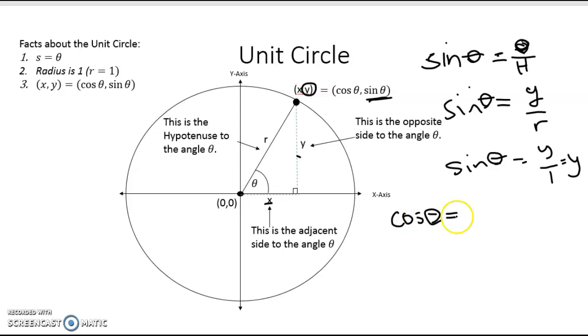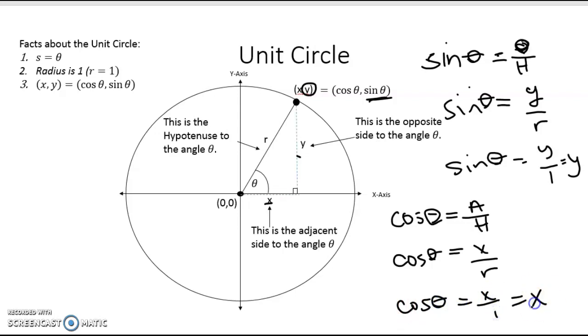If we take cosine of theta, we know that is adjacent over hypotenuse. Our adjacent side is x, our hypotenuse is r. Since we're in a unit circle, r is 1. So x over 1 is just x. So here, x is just cosine of theta. When we look for this point right here, we're not going to say that's point xy. We're going to say that is cosine theta, comma sine of theta when you're in the unit circle.